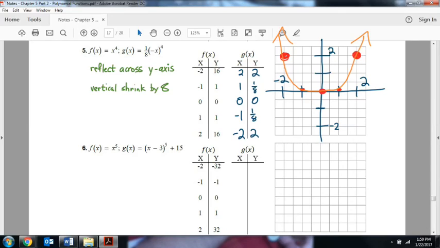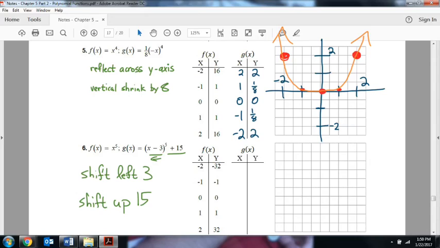Last one in the group. So we got an x minus 3 on the inside. So since we're subtracting 3 on the inside, we're really going left. So we're going to shift left 3, and then we are adding 15 on the outside. So we are shifting up 15. We do exactly what it says.